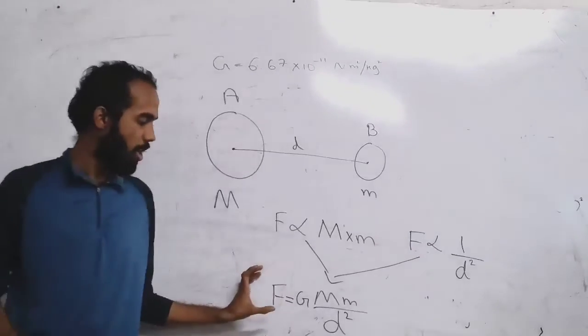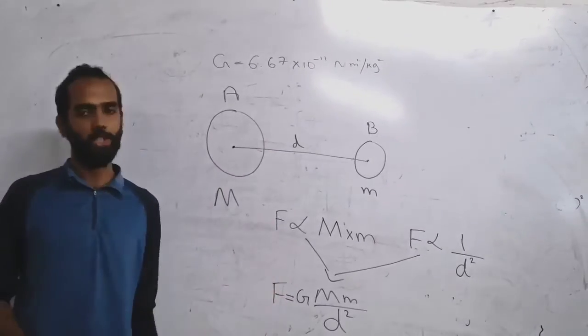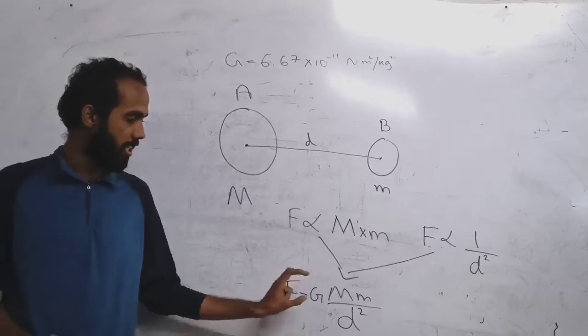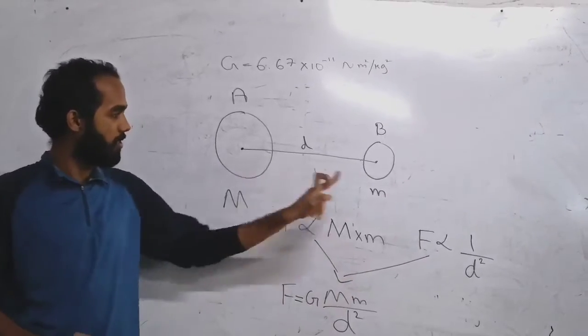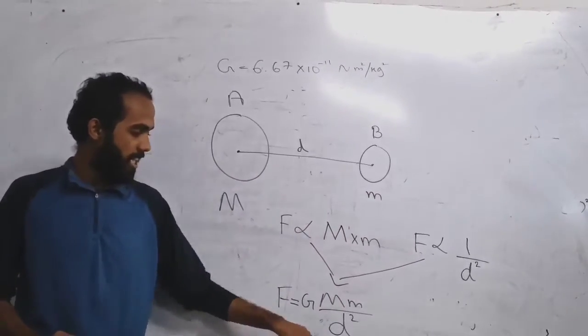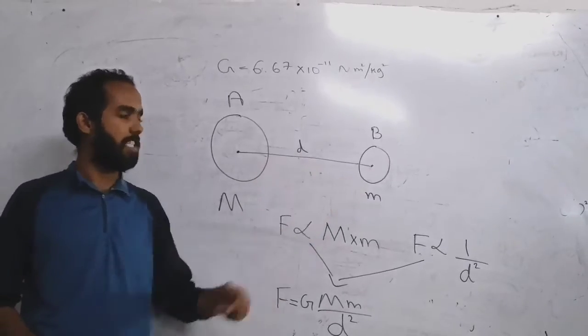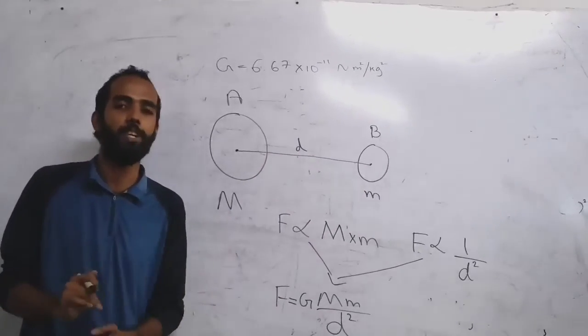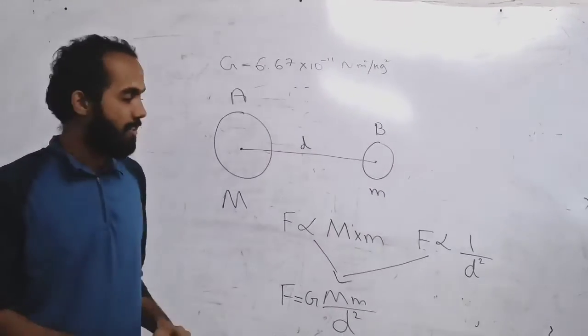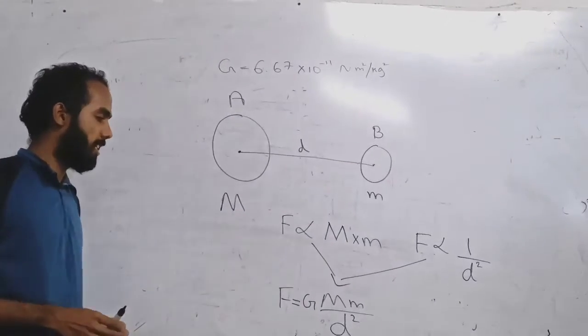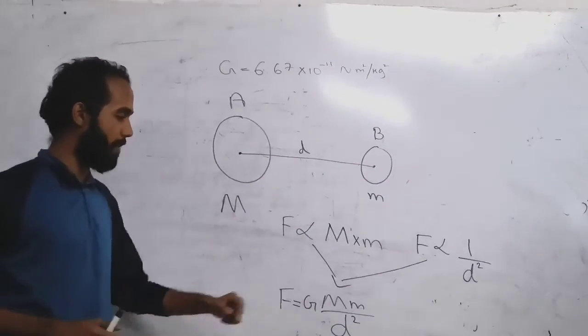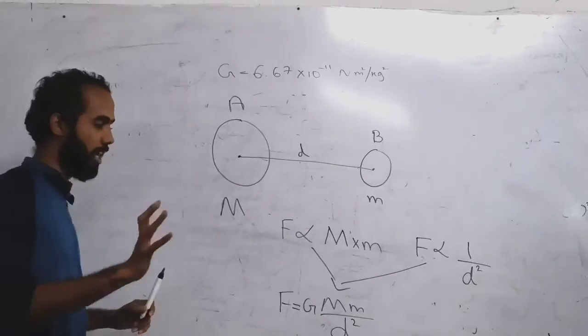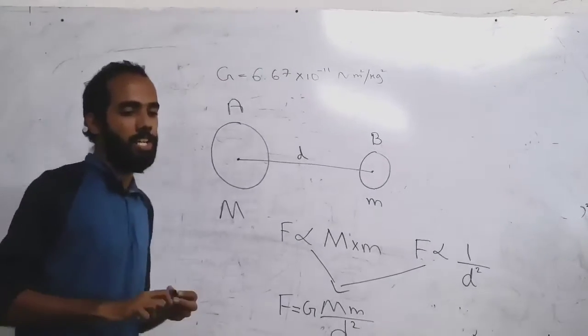F is equal to G into Mm by d square. G is the gravitational constant, Mm is the product of the masses of the two bodies, and d square is the square of the distance between them. So the universal law of gravitation states that the gravitational force is directly proportional to the product of the masses and inversely proportional to the square of the distance.